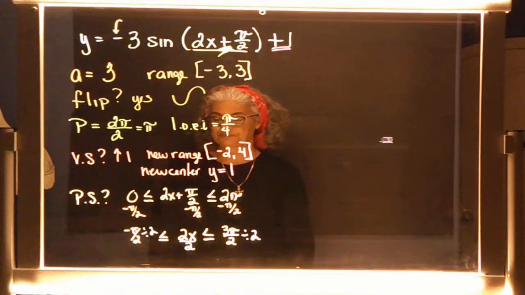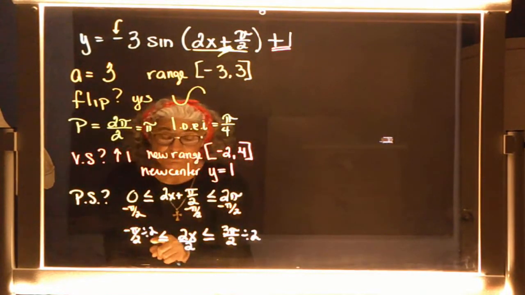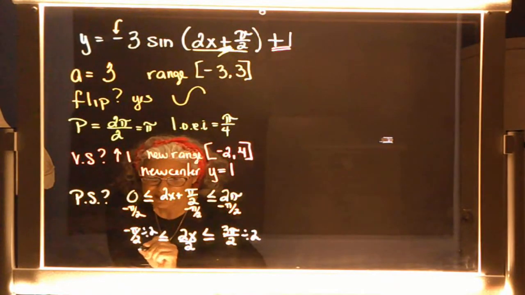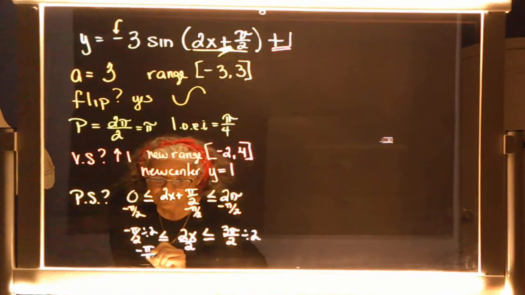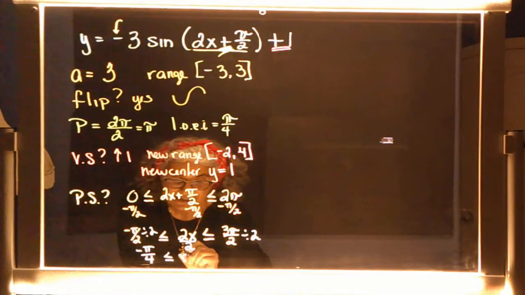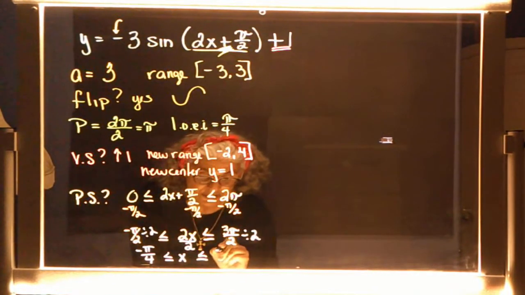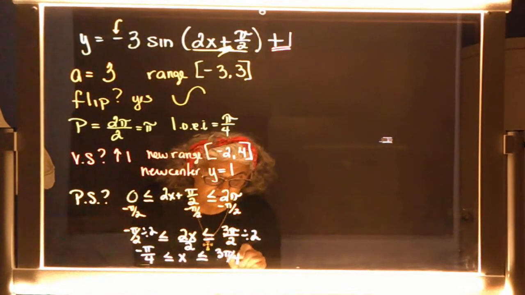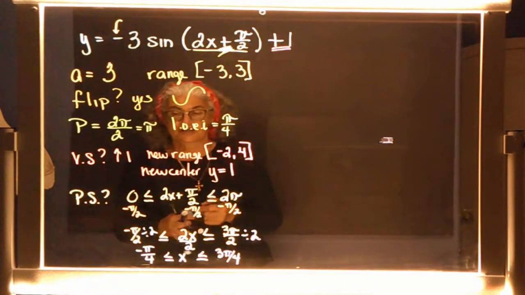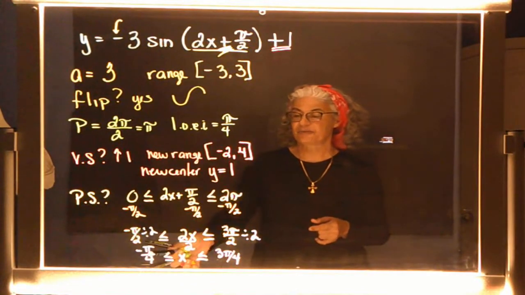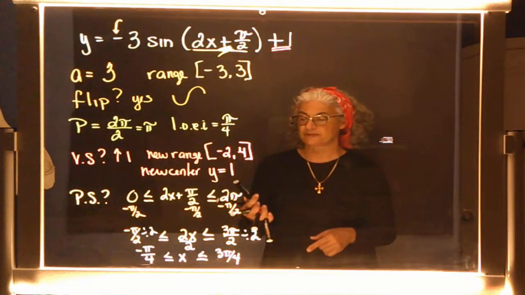So, okay, I'm going to get negative pi over 4 less than or equal to x less than or equal to 3 pi over 4. So it looks like my start and end changed to negative pi over 4 and 3 pi over 4.